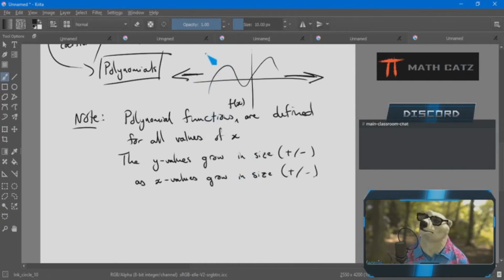It's going to continue forever. The question is just up or down. The size of the y values will grow. Is it positive or negative? That's the only issue. I'm seeing a question in the chat.